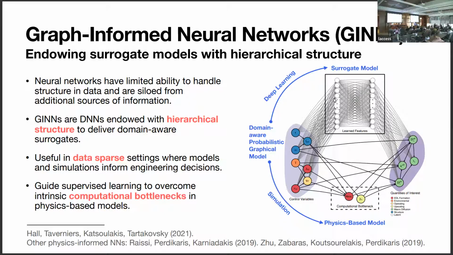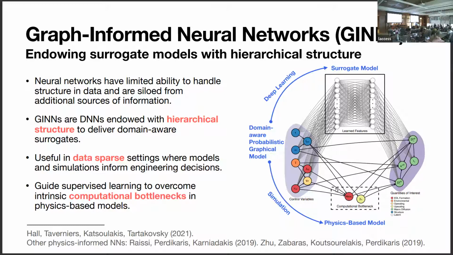With these graph-informed neural networks, as I said, the idea is that we want to endow our deep neural networks with some hierarchical structure to deliver a domain-aware surrogate. In particular, in the systems that I'll show you, we had multi-scale interactions where we had computational bottlenecks. So the graphical structure is helping to guide both the learning and the prediction. You notice here the control variables still keep their structure. It's not like we're always thinking about having a flat input to the neural network. You want to keep and maintain structure.